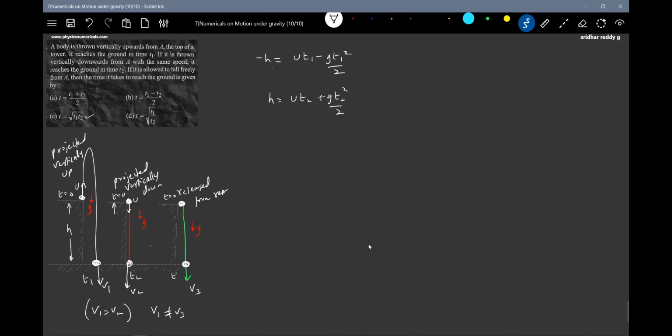I'll indicate this in the direction of initial velocity. So therefore, this is positive. Why is g negative? Please notice this. Okay, the last case, h equal to gt² by 2.